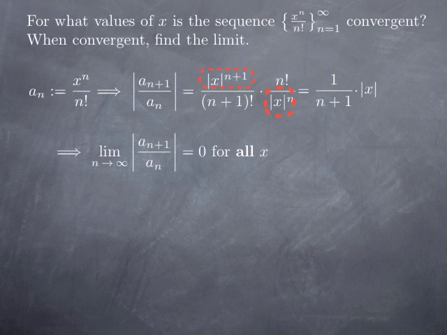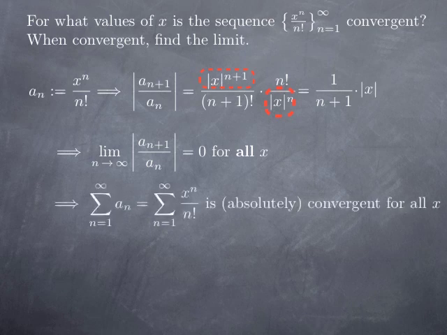Well, that's interesting because that means in particular that if instead of the sequence I was looking at the series of general term x to the n over n factorial, then this series is convergent, in fact absolutely convergent, whatever the value of x is, according to the ratio test. Because the limit of the ratio of two consecutive terms is 0, which is less than 1.